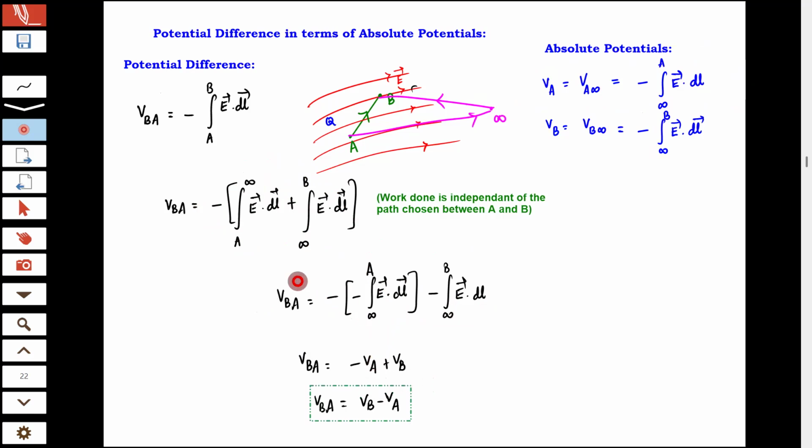Thereby, we can prove the difference in absolute potentials at VB and VA will give the difference in potential between the two points, VBA. So that is the ultimate understanding of absolute potential and potential difference between the two points in terms of work done.